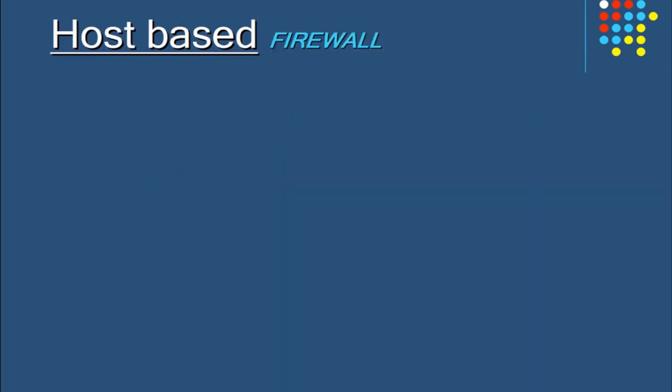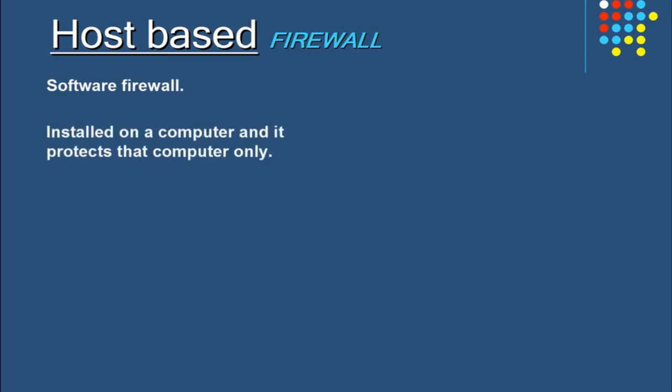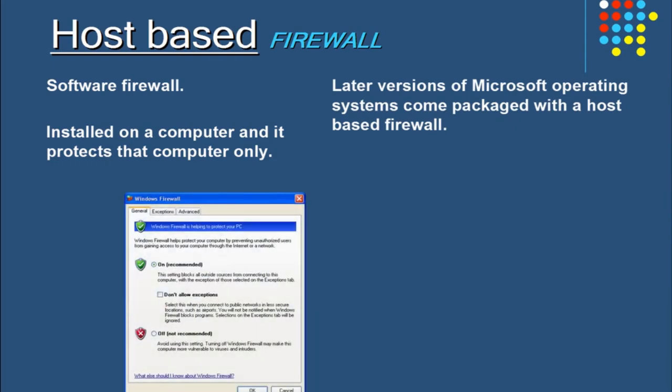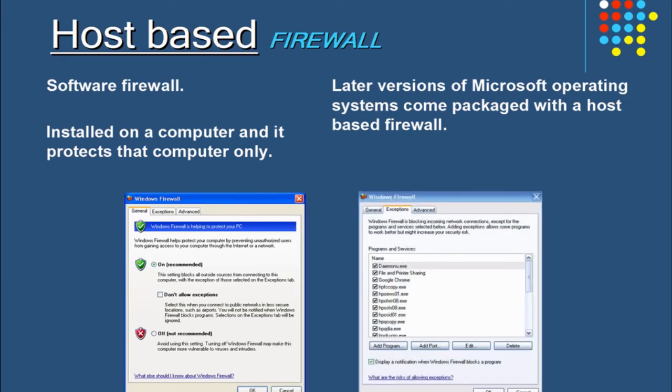Firewalls come in different types, and one type is called a host-based firewall. And this is a software firewall. This is the kind of firewall that is installed on a computer, and it protects that computer only and nothing else. For example, later versions of Microsoft operating systems come prepackaged with a host-based firewall, as you can see here. You can turn the firewall on or off if you want, and you can also create exceptions to the firewall based on the application name on the Exceptions tab. And of course, you can always purchase a third-party firewall and install it on your computer.